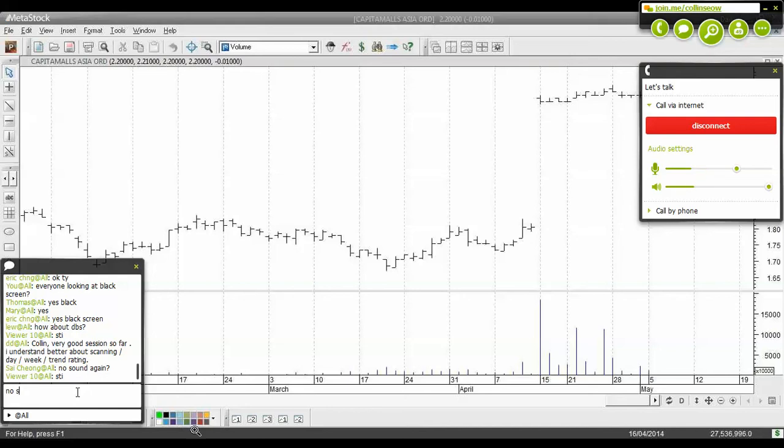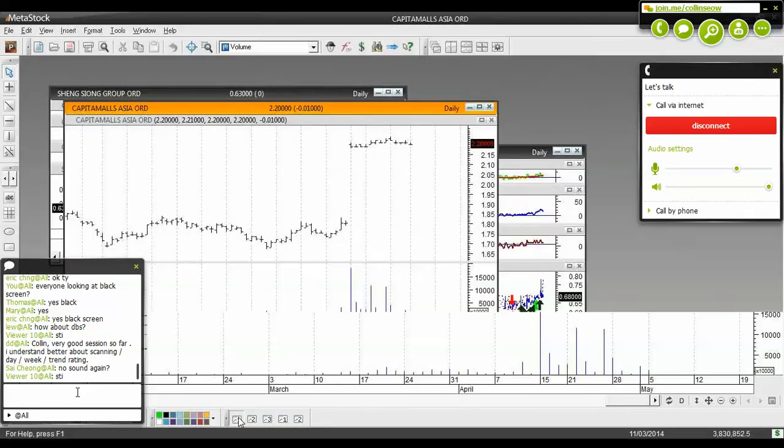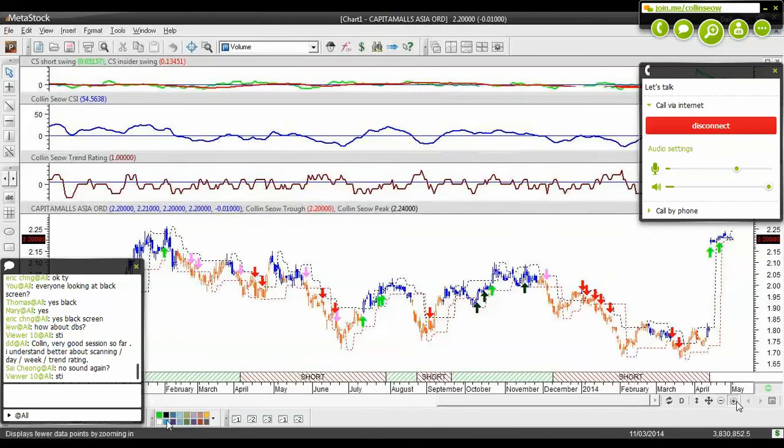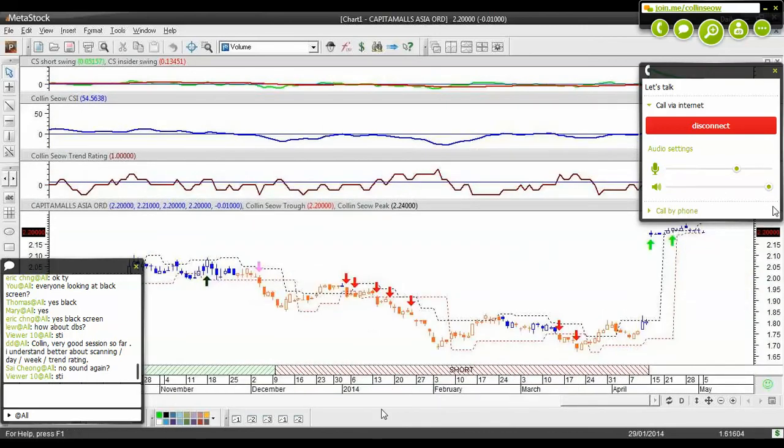The Capital Mall Asia went up on the 19th because of the corporate action. Oh, well, on the 19th you will see that yes, it appeared on the strong list. Okay.